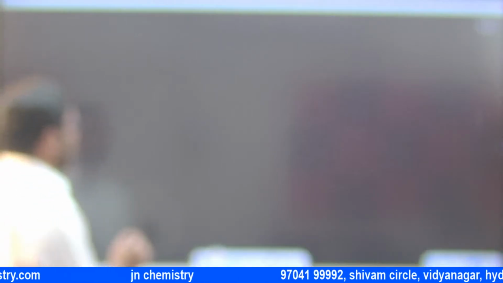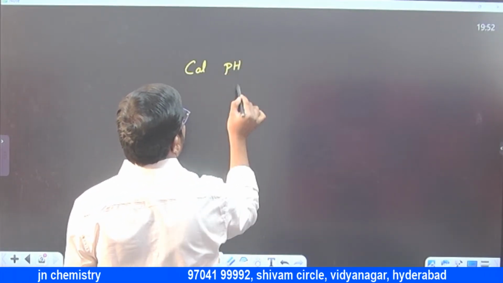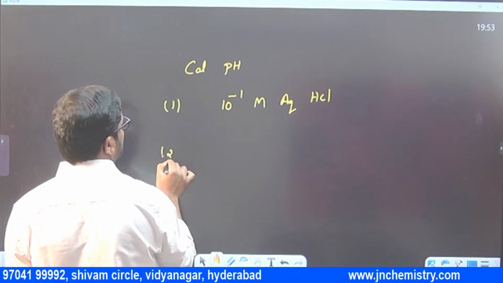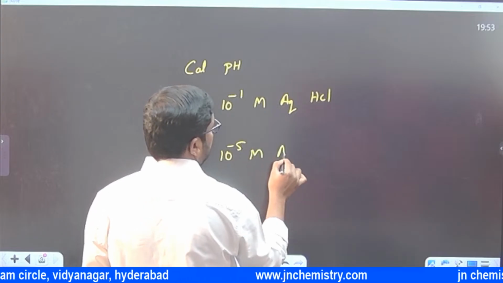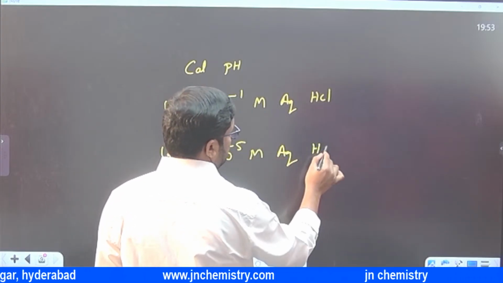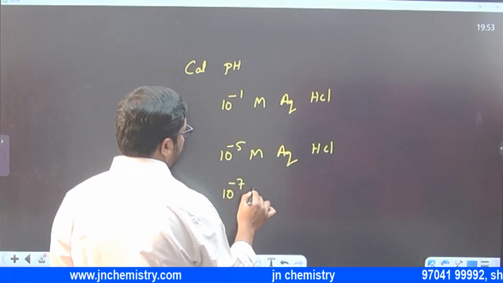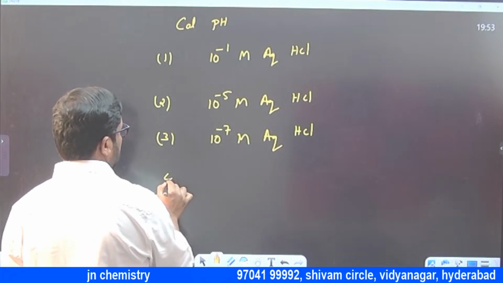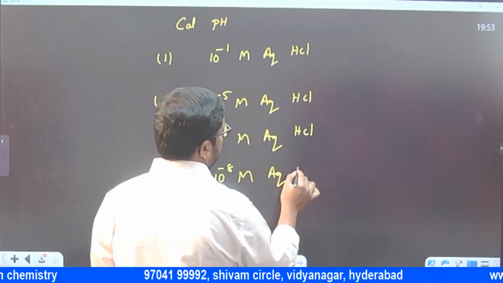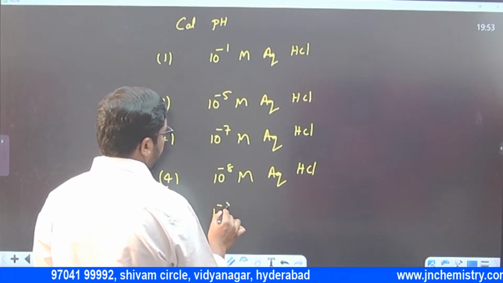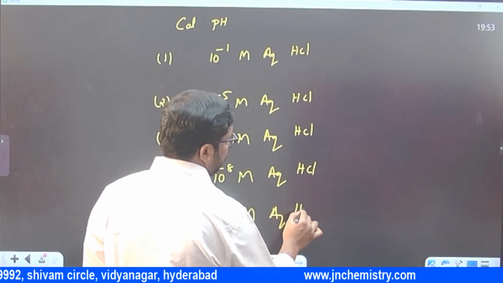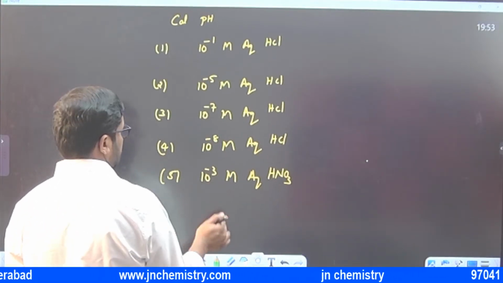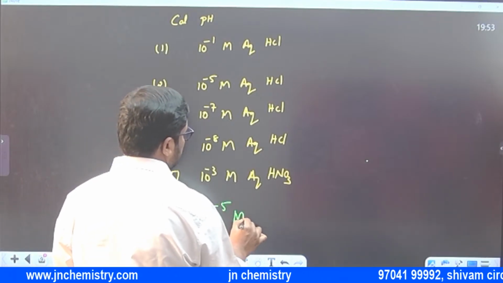Write a question. Calculate pH of 10 to the power of minus 1 molar aqueous HCl. Question number 1. Calculate pH of 10 to the power of minus 5 molar aqueous HCl. Question number 3. 10 to the power of minus 7 molar aqueous HCl. Calculate 10 to the power of minus 8 molar aqueous HCl. 10 to the power of minus 3 molar aqueous HNO3. Question number 6. 10 to the power of minus 5 molar aqueous H2SO4.